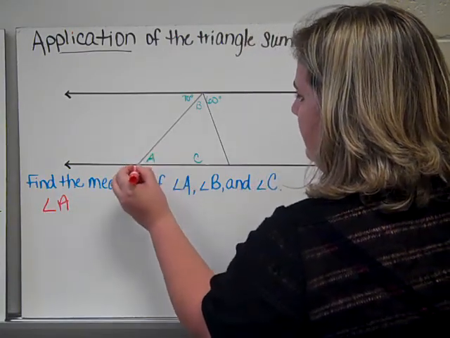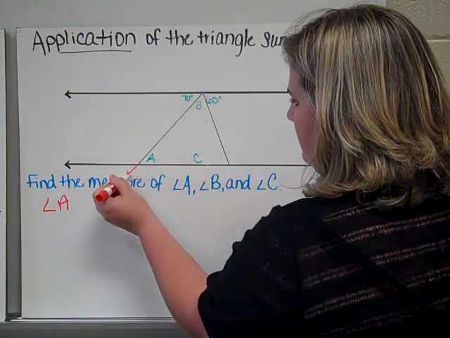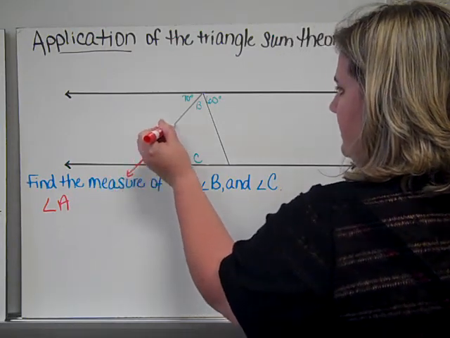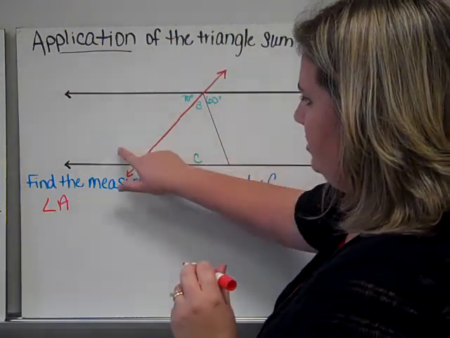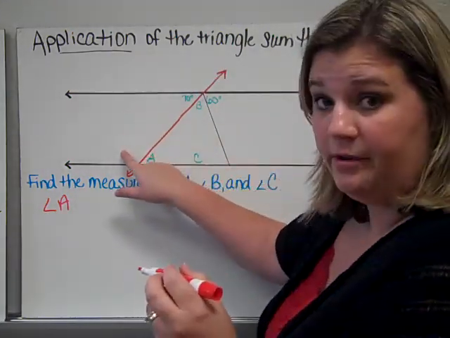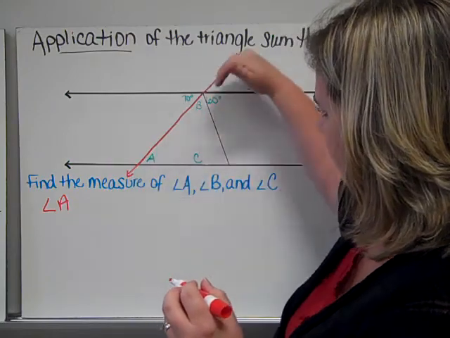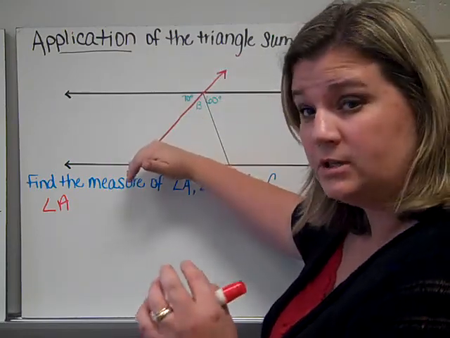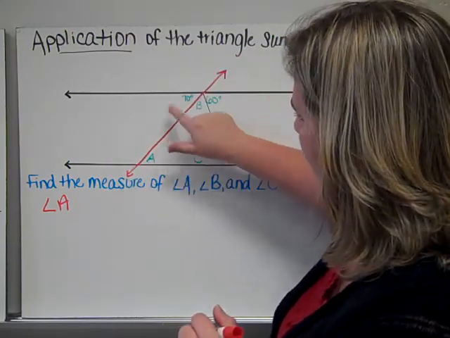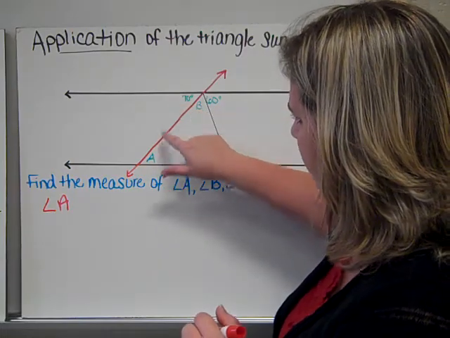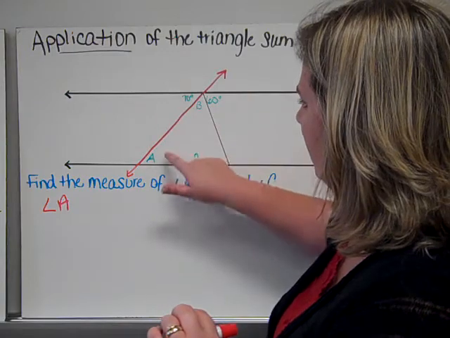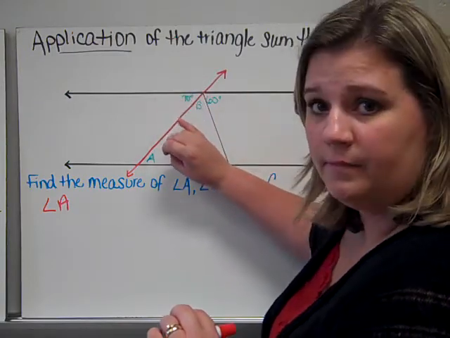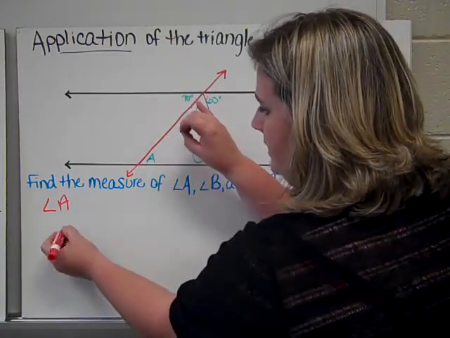To find angle A, here's angle A, and if I think of extending this line out a little more, these two are parallel. And if I'm thinking of this line from what we previously learned about transversals, I can see the angle A and the 70 degree angle. There's a relationship there. They are inside the parallel lines, so they are interior angles.